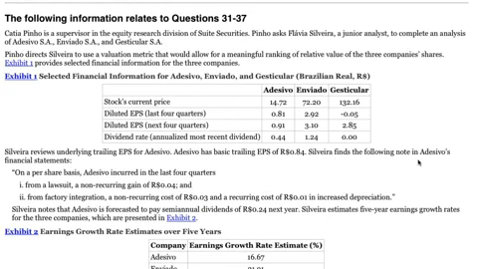Silveria finds the following note in Adhesivo's financial statements. On a per-share basis, Adhesivo incurred in the last 4 quarters from a lawsuit a non-recurring gain of 0.04, and from factory integration, a non-recurring cost of 0.03, and a recurring cost of 0.01 in increased depreciation. So do we want to keep that 4 in there? Probably not. Do we want to keep that 3 in there?